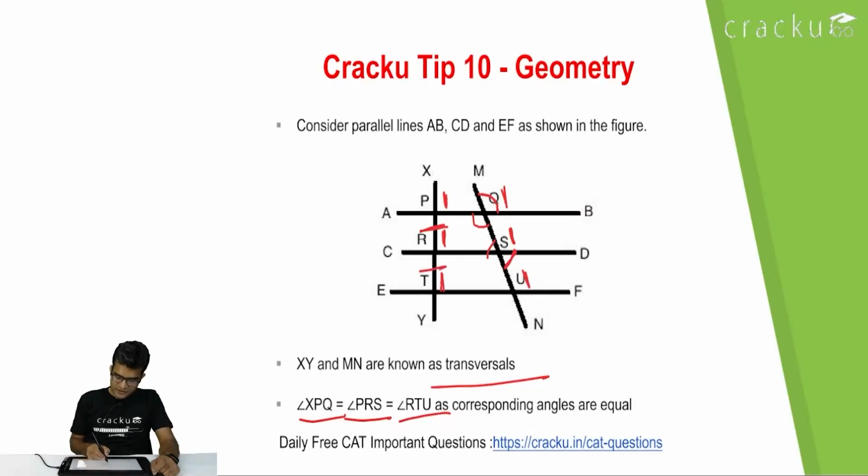So the ratio of these two line segments, PR by RT, will be the same as QS by SU. Because if two transversals intersect the same set of parallel lines, the lengths of the line segments so formed will be in the same ratio. That is, PR and RT and QS and SU. The ratio of these two will be the same.